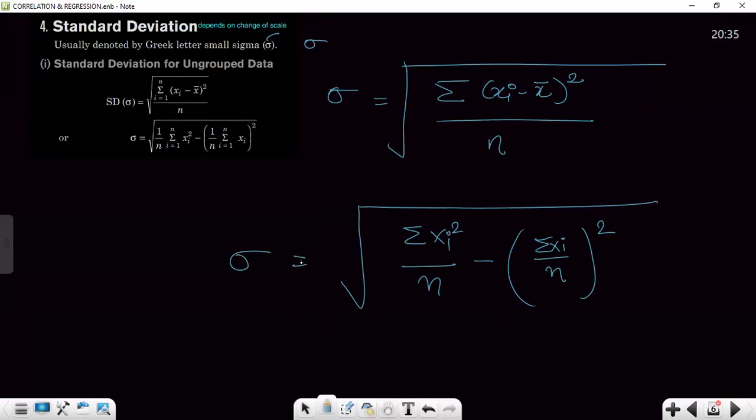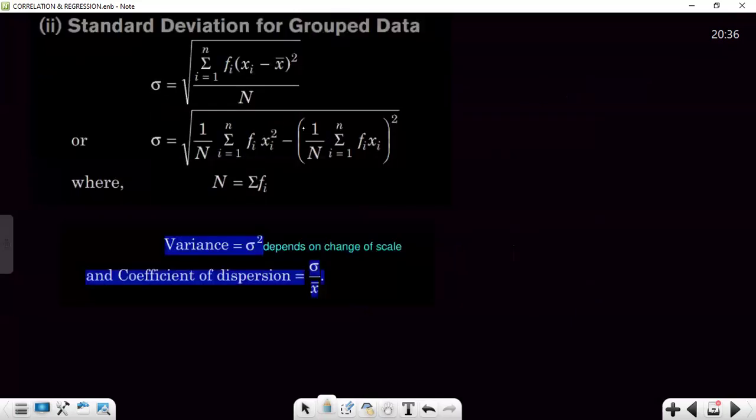Now let's talk about variation. Then we'll talk about an important property for this. But first understand this is for ungrouped data where fi is not given. When fi is given, simply multiply it. N is capital N because N is the sum of all frequencies. Nothing else changed, just that fi is getting multiplied here.